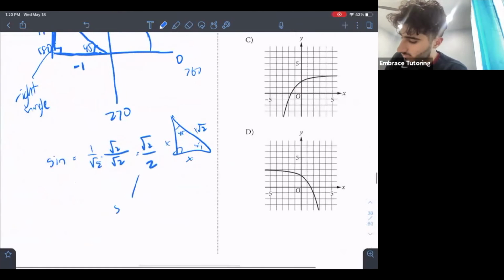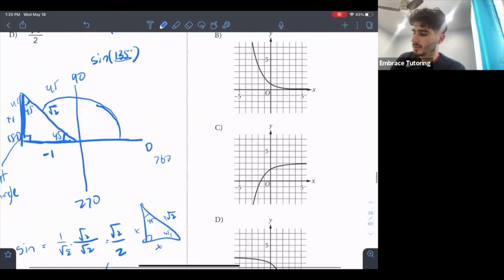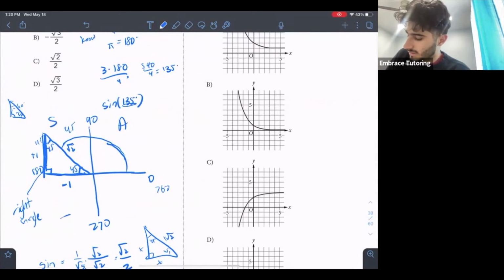And now for the signs. When it comes to determining signs, you have to know All Students Take Calculus. So this would mean that all trig functions are positive here. Sine is positive here, tan is positive, and then cosine is positive.